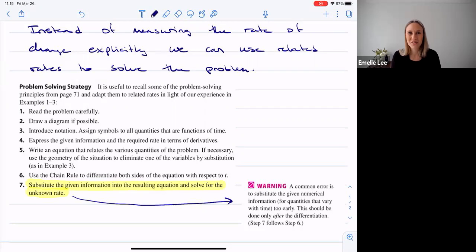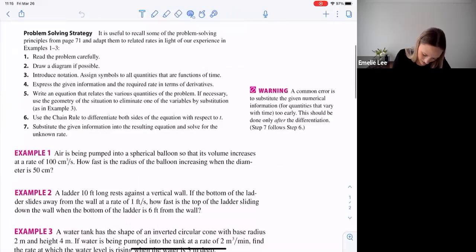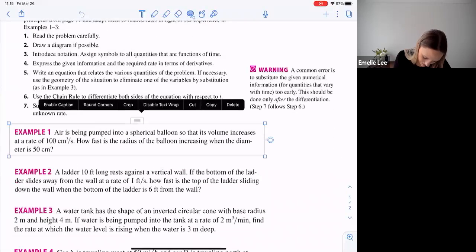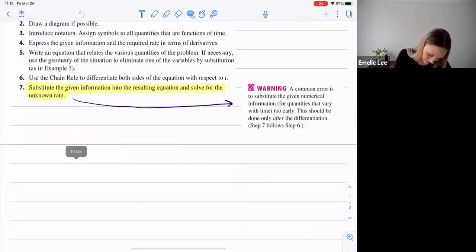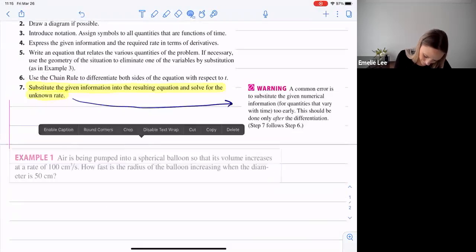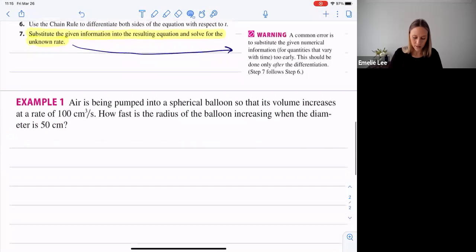Here we go. Let's do our first example. It's that balloon example. So what are these things going to look like? Can I just grab it? I can. Start it on this page. All right. And you can have a read through.